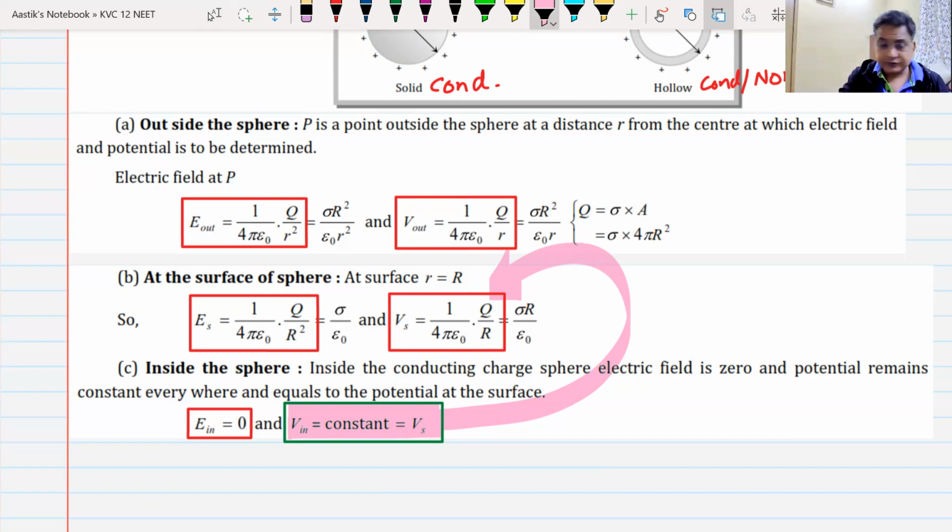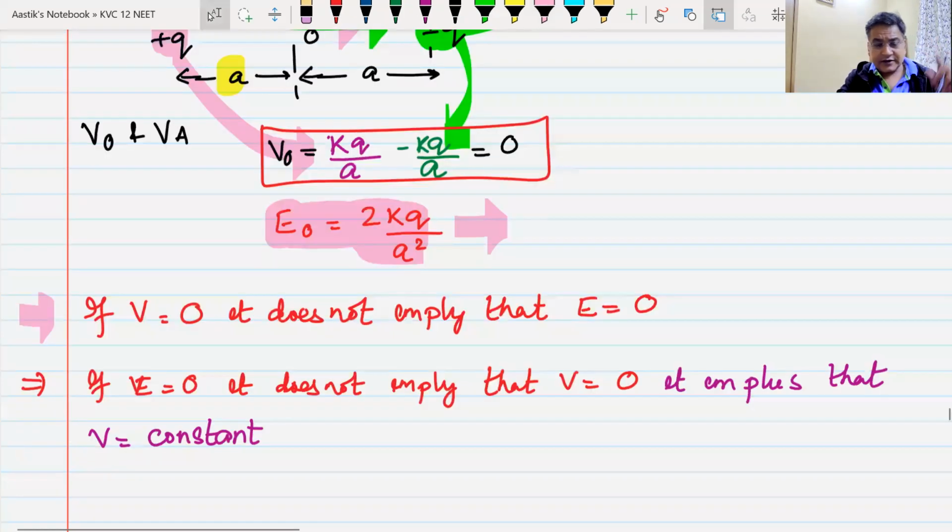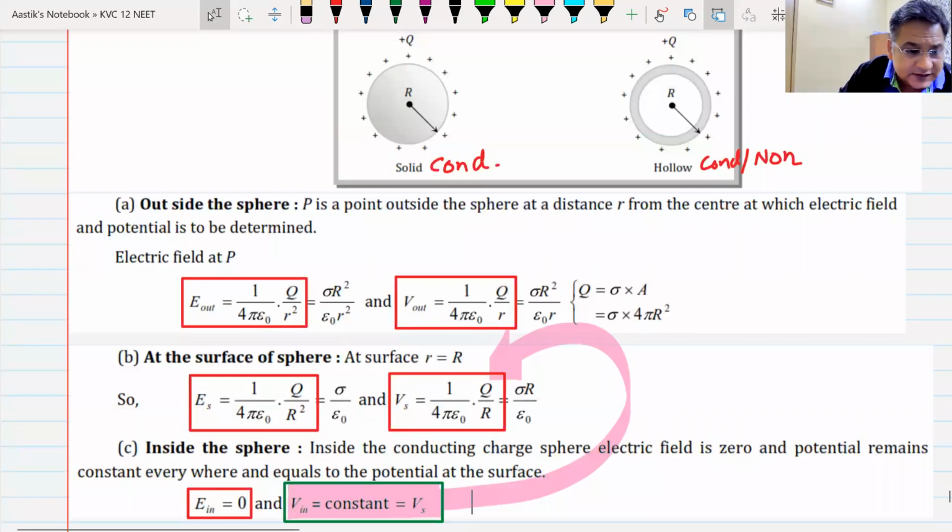This one. Electric field is zero, that means the potential is constant inside the conducting sphere or a spherical shell. Electric field, as you can see, is zero, but the electric potential is not zero. In fact, electric potential is constant. Will you remember this? Please note it down. Keep it safe.